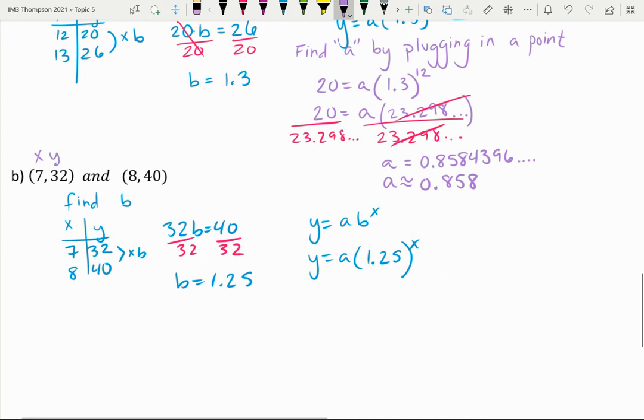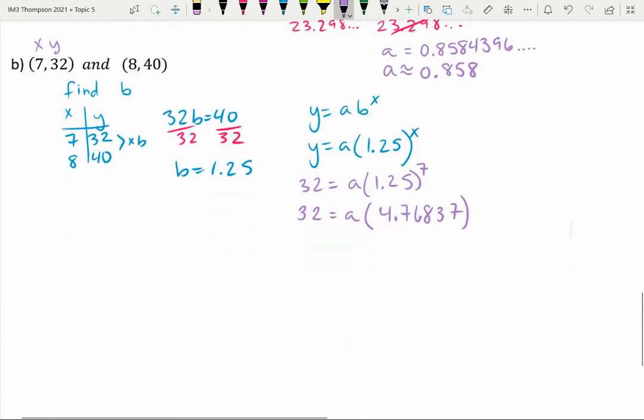So you could plug in 7 and 32, or you could plug in 8 and 40. They'll give you the same answer. I'm just going to pick 7 and 32. That's what I saw more people do. So I plug a 7 in for x, the 32 in for y. This calculation, 1.25 to the power of 7, is different than times 7. Make sure you're using the correct operation. If I jot down about what that is from my calculator, it's 4.768 something.